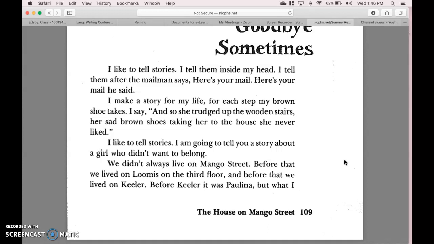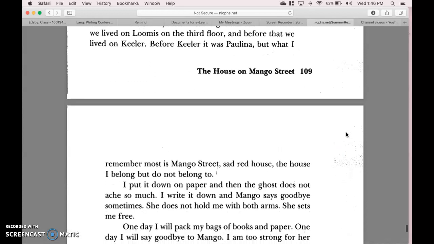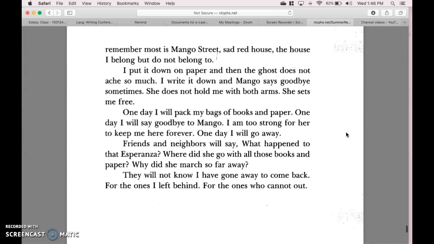We didn't always live on Mango Street. Before that, we lived on Loomis on the 3rd floor. And before that, we lived on Keeler. Before Keeler, it was Paulina. But what I remember most is Mango Street. Sad red house, the house I belong but do not belong to. I put it down on paper, and then the ghost does not ache so much. I write it down, and Mango says goodbye sometimes.